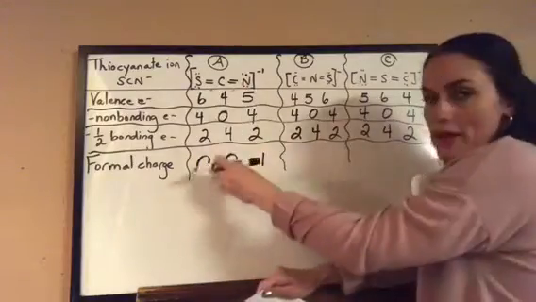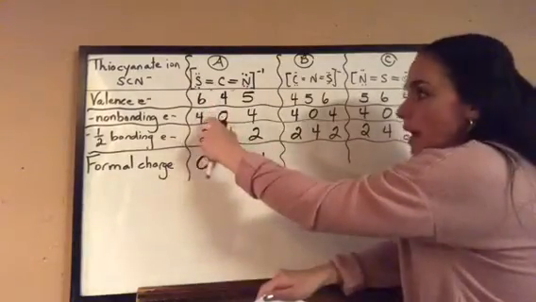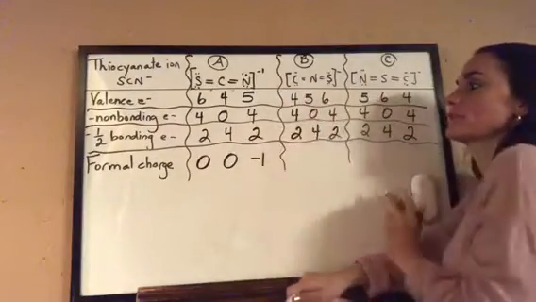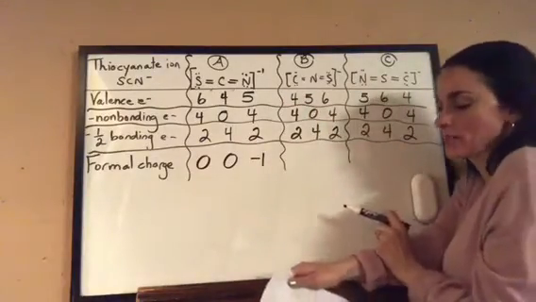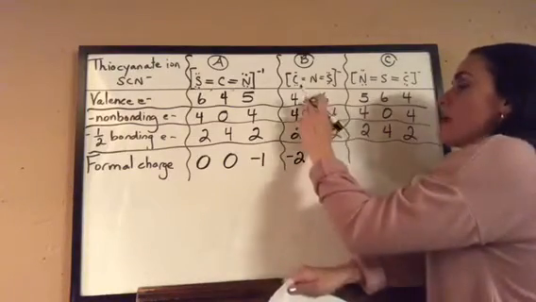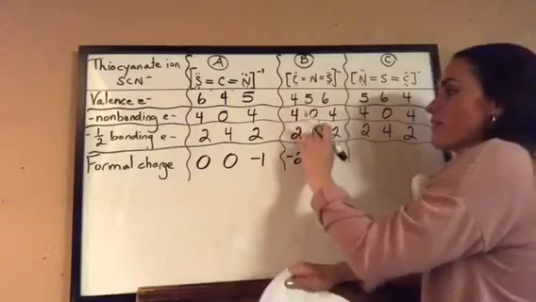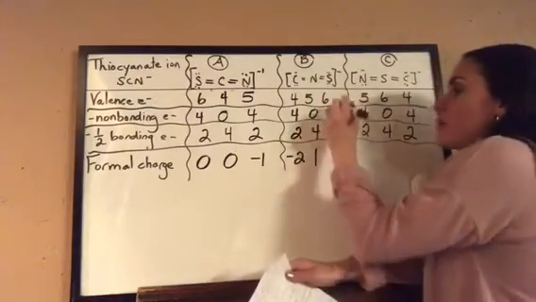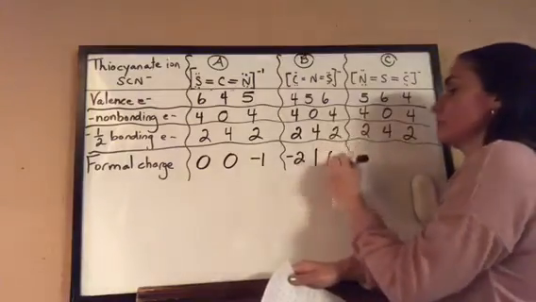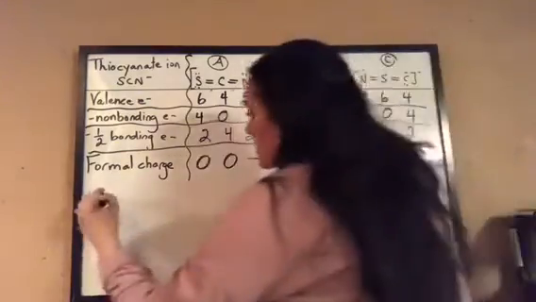I'm just subtracting this number minus this number, simple subtraction. 4 minus 4 is 0. 0 minus 2 is -2. 5 minus 0 is 5, minus 4 is 1. 6 minus 4 is 2. 2 minus 2 is 0. So remember the formula that I'm using.